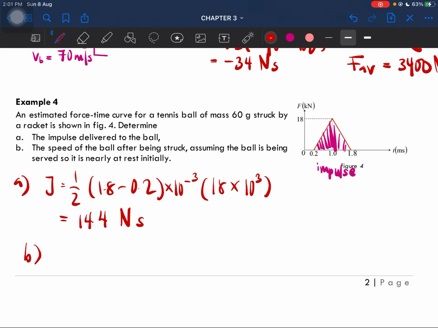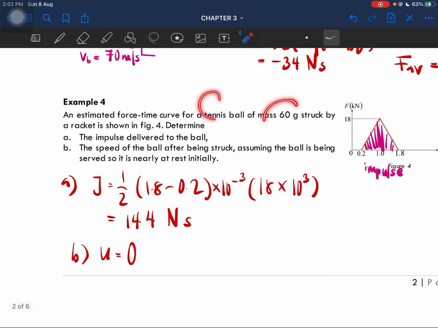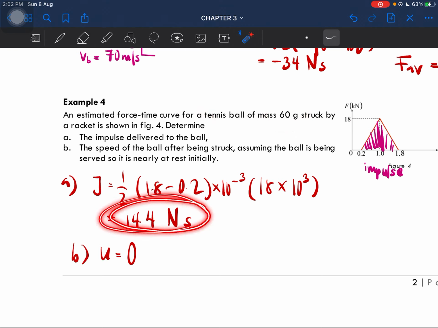Now question B, the speed of the ball. Now we have to find the speed of the ball, and they say, assuming the ball is being served, it is nearly at rest initially. So we can let the initial velocity of the ball be equal to 0. Now we have to find the speed of the ball. We only have the mass, the force, the time, and the impulse.